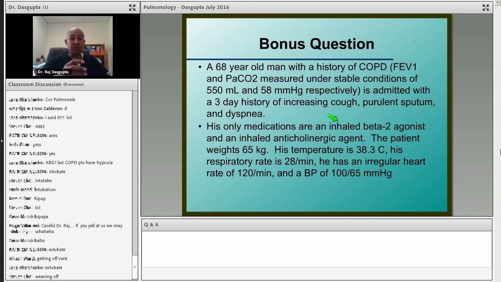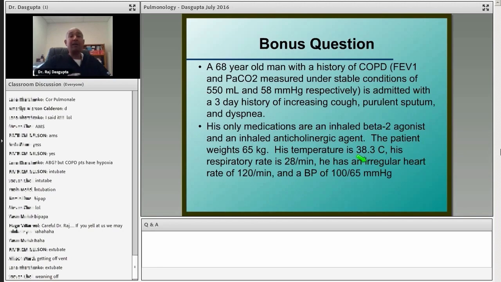Patient is admitted with a 3-day history of cough, purulent sputum, and shortness of breath. His only medications are an inhaled beta-2 agonist and an inhaled anticholinergic. The patient is 65 kilograms, like a small, tiny dude. He has low-grade fevers, is tachypneic, and has an irregular heart rate of 120.